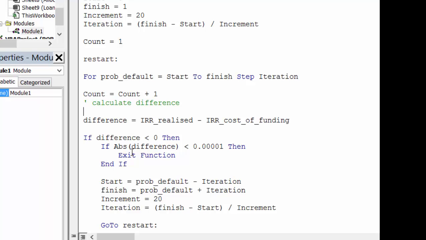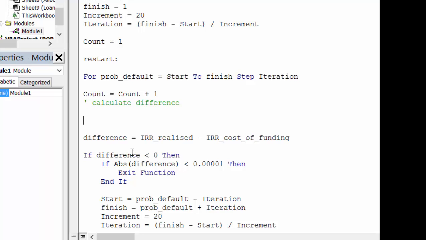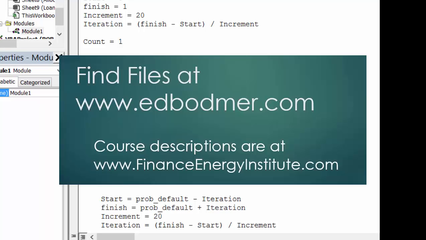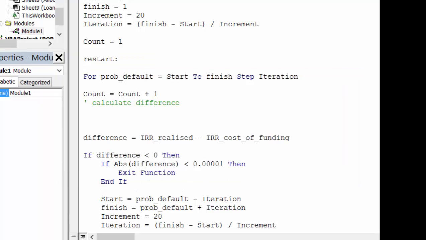Now to calculate the difference, let's start at the bottom. So that the IRR cost of funding, I'm just going to call it funding cost. You can see if you spell things wrong, it's going to be a disaster. And that's when you can easily get into an infinite loop.